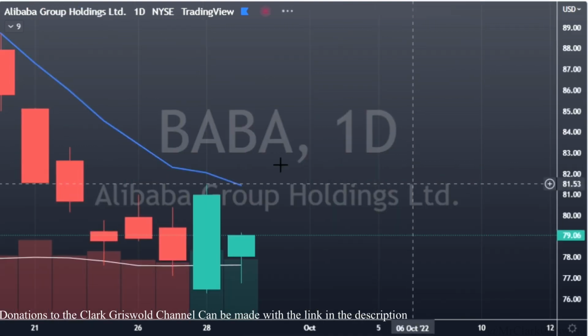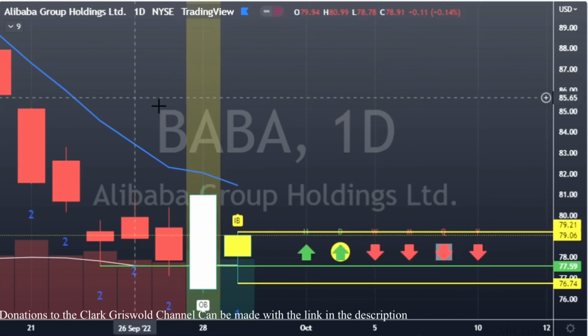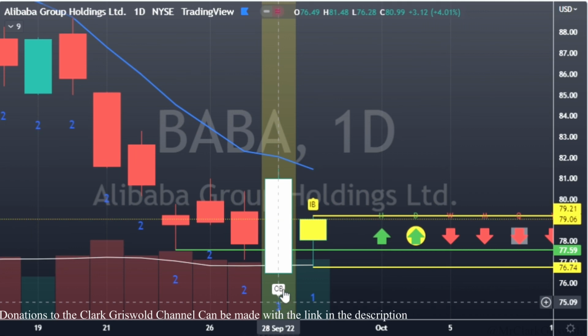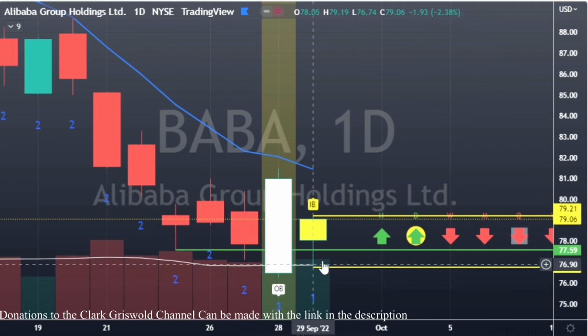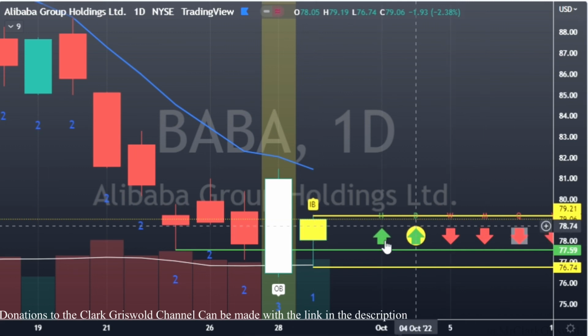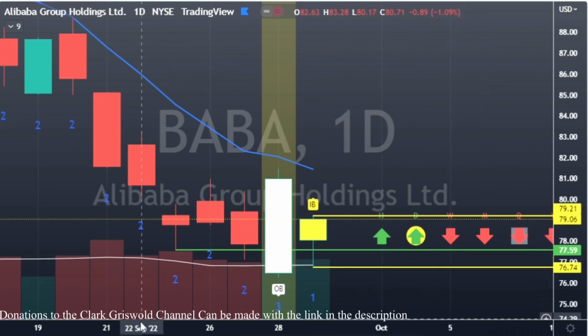Alibaba has a 3-1 setup. So these are a very rare pattern, guys. It's an outside bar or a 3 bar. This white bar is also part of the Griswold Strat indicator. Then we've got this inside bar, hammer candle. So calls at 79.21, puts at 76.74.